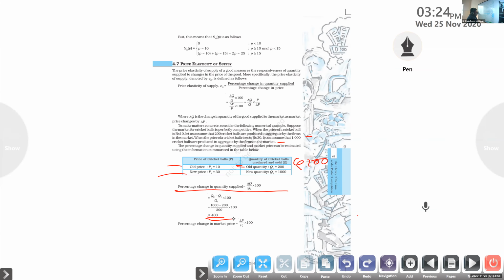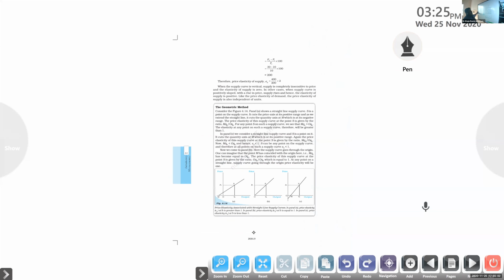Coming to the next one, the percentage change in the market price. P2 minus P1 divided by P1 into 100. So 30 minus 10 divided by 10 into 100, that is 200. So the elasticity of supply is 400 by 200, which is equal to 2.